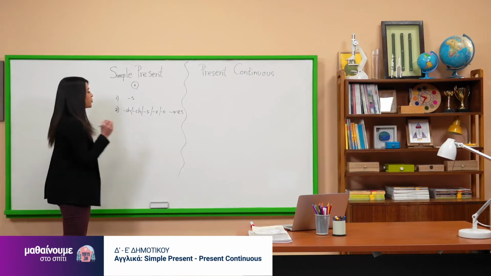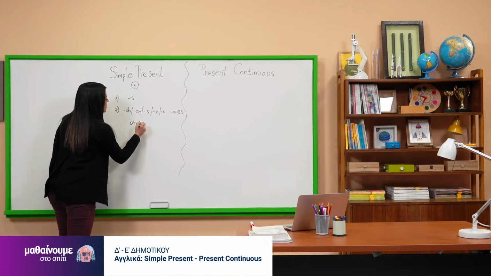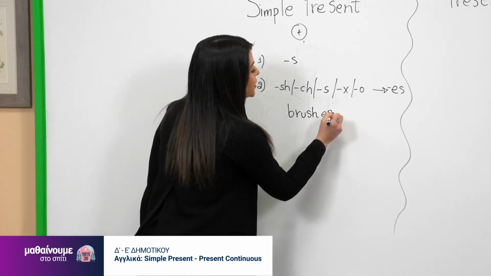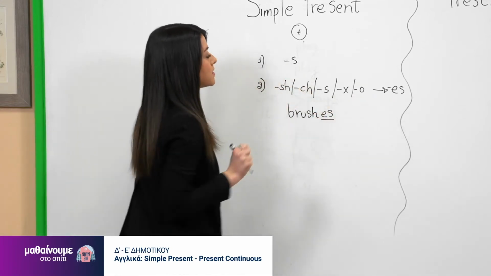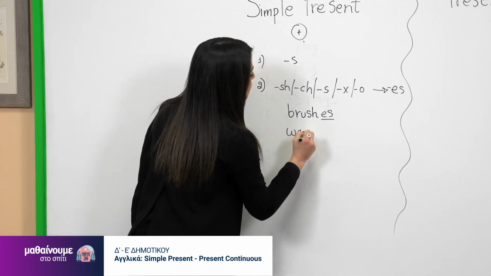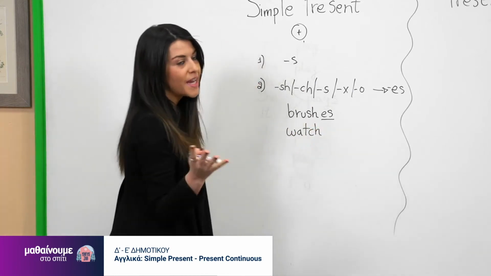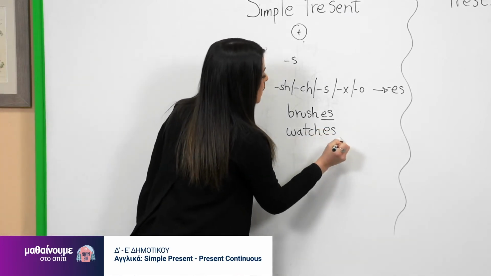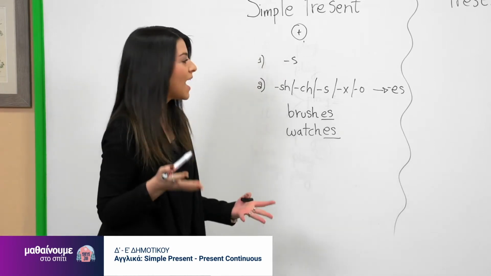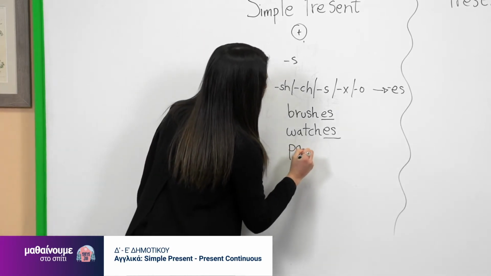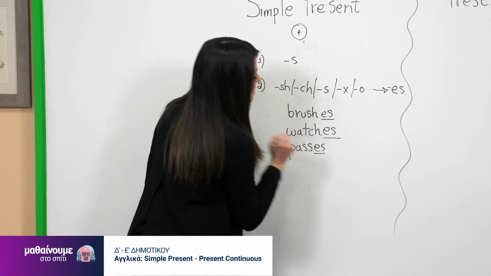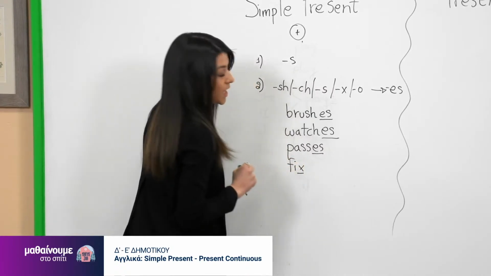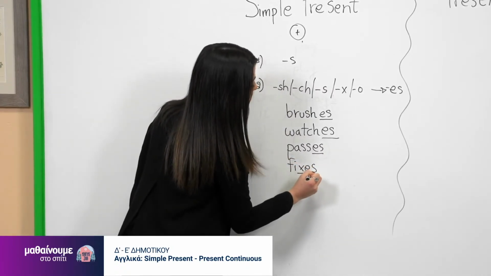Let's take the verb brush. Okay, so what happens? I brush, you brush, he, she, it brushes. Do you see? So ES, not only S. Or let's say watch. I watch TV, right? I watch, you watch, he, she, it watches. Okay? Now I pass. You pass, he, she, and it passes. Okay? Then let's say I fix with an X. Again, he, she, and it fixes.